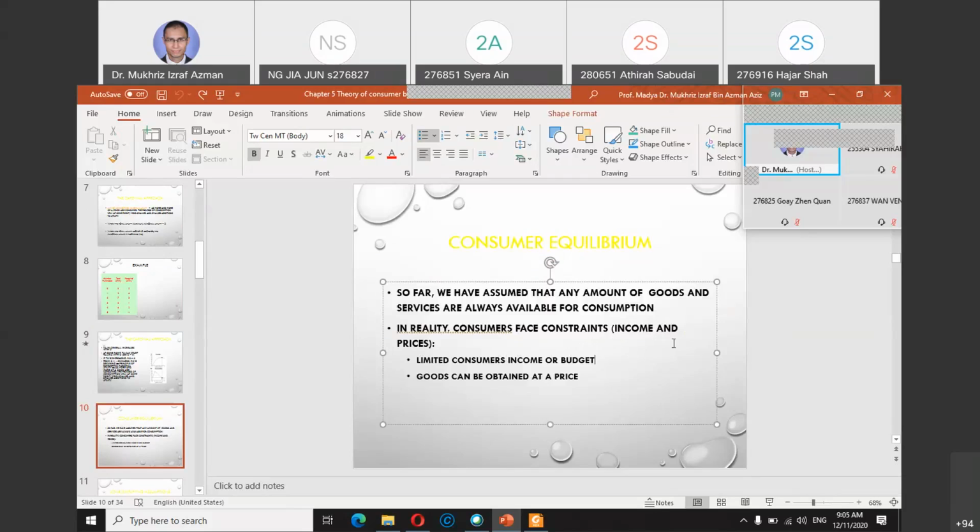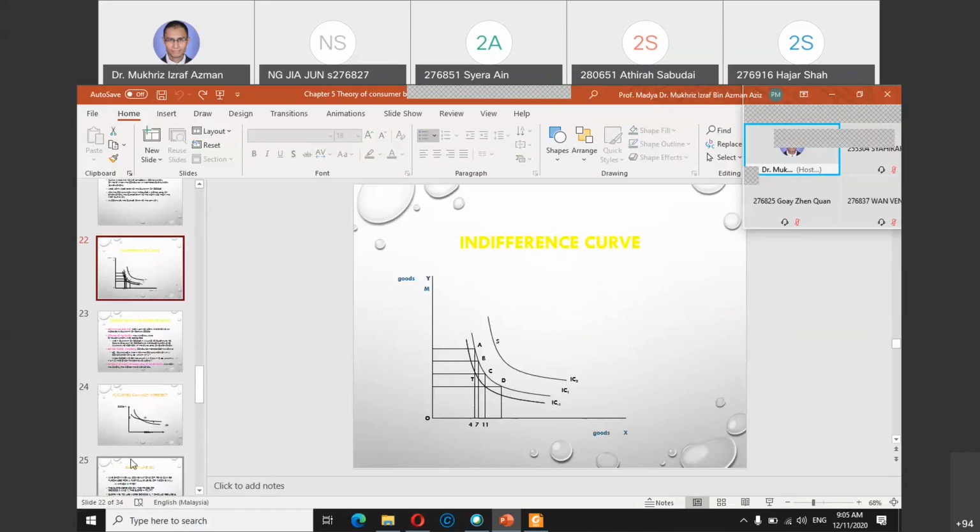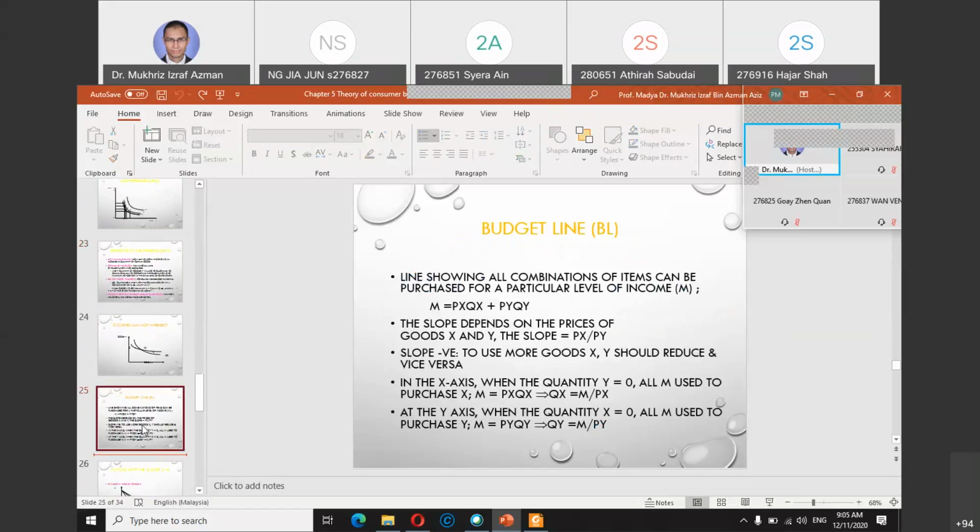Okay, but it also depends on how much income you have. So in the real world, these two factors, income and prices of the goods, will affect how many of X and Y a person can buy. And that brings us to this concept again, the budget line. Budget line simply means your budget constraint. It shows how much you can buy given your income level and also the price of good X and good Y.